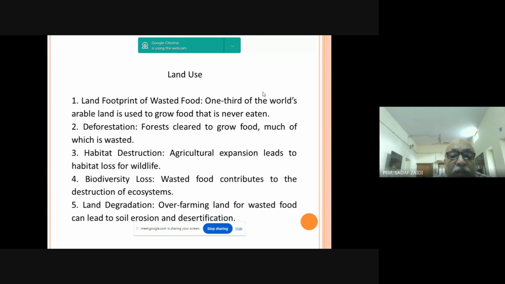Then what you are doing, for more food, you are clearing forests, and so a large part of that food you are wasting. So you are destroying the forest, and you are also making the land desertified. Then habitat destruction, you are causing habitat loss for the wildlife, biodiversity loss is there, land degradation is there.